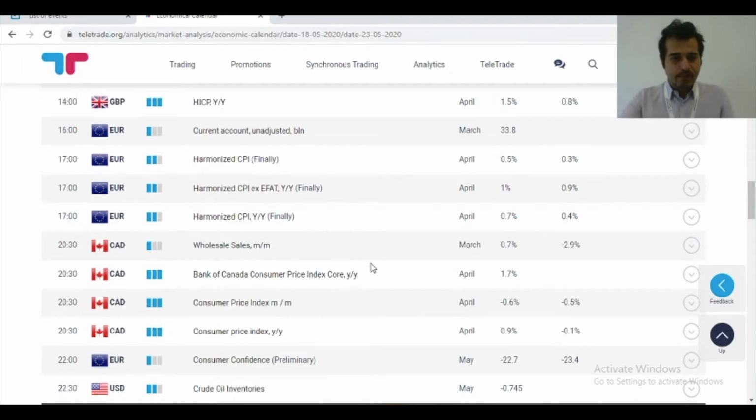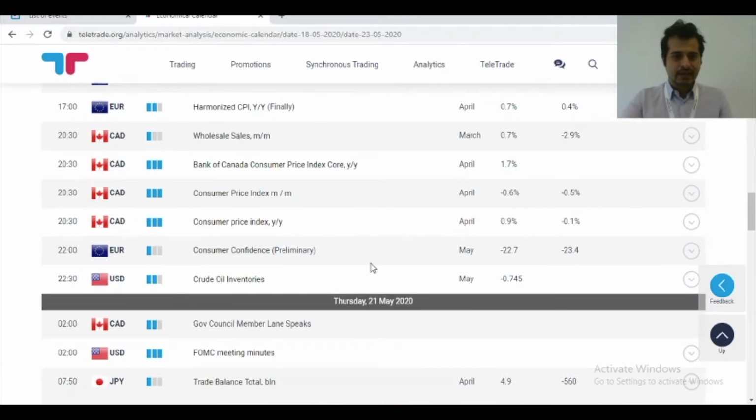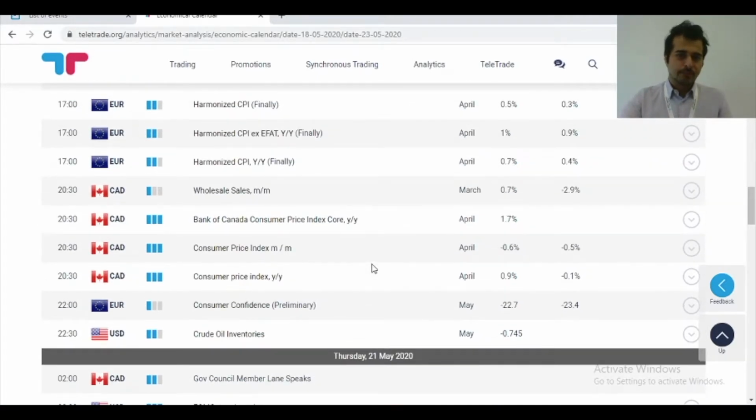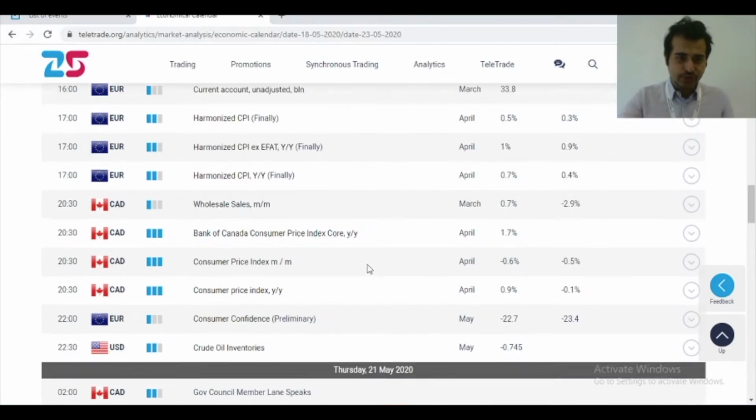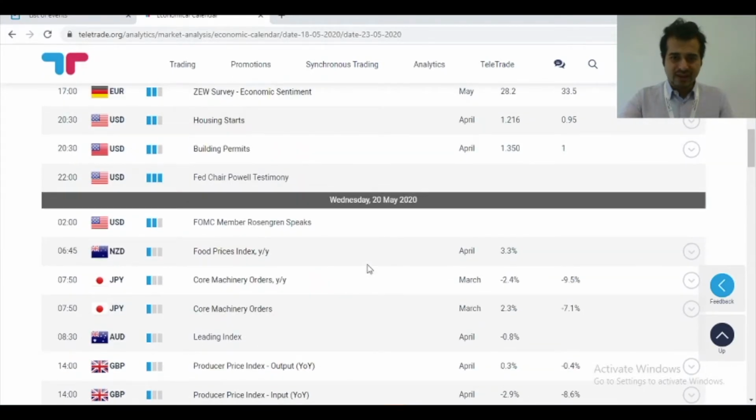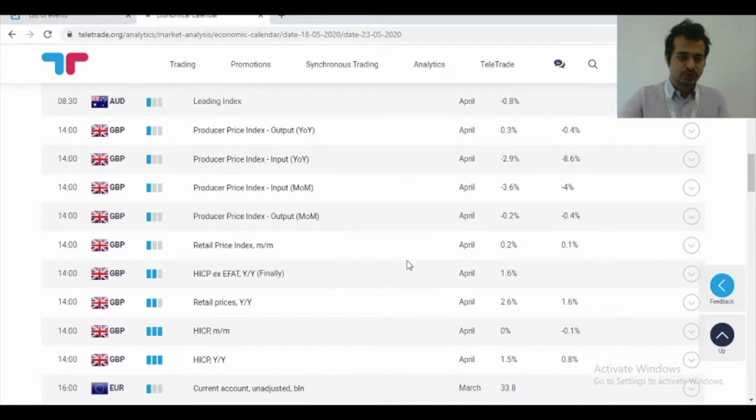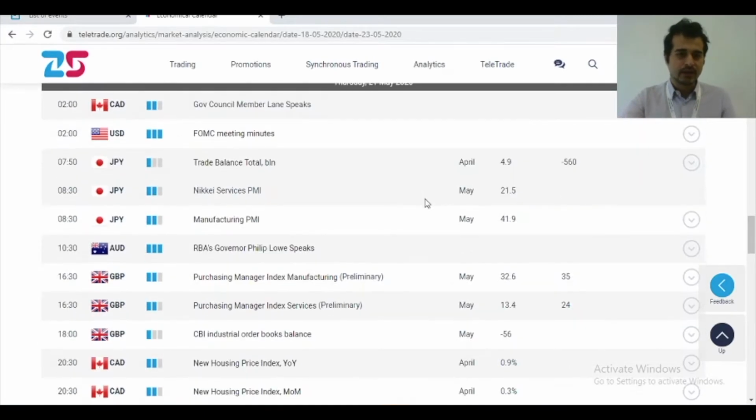Then we have got the Bank of Canada Consumer Price Index, which will dominate the Canadian dollar. And all in all, as you see, the better the news, the higher the currency value; the weaker the news, the lower the currency value. So keep an eye on 8:30 p.m. on Wednesday, 20th of May, when we are going to see this news coming out in the economic calendar.